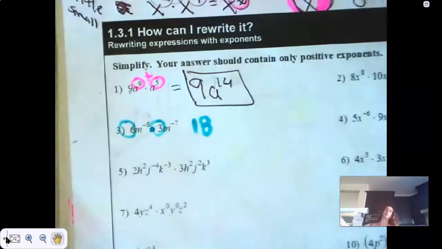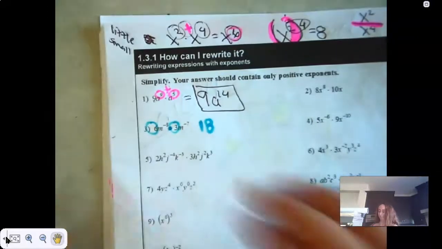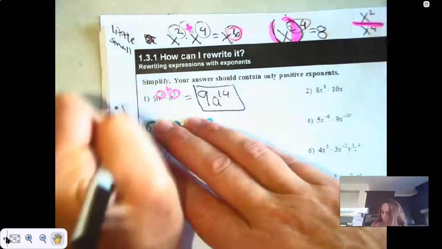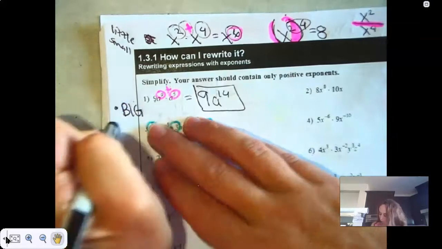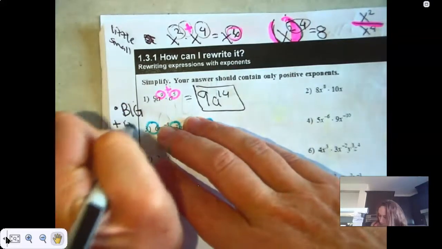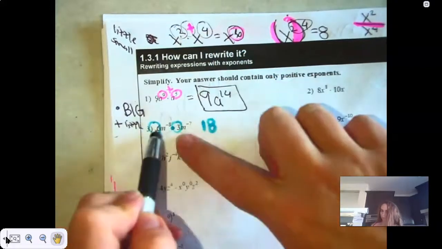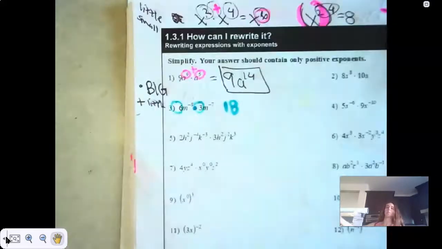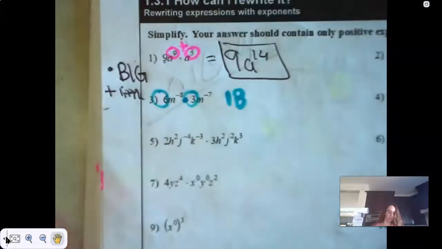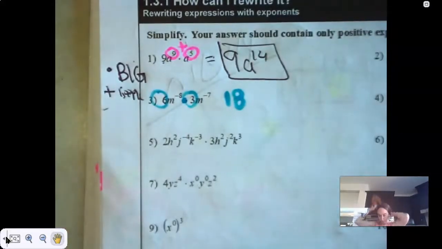So I want you to go, and I want you to write this down, multiply the big, add the little. So these are little, this is big. And now what do I do for this one?